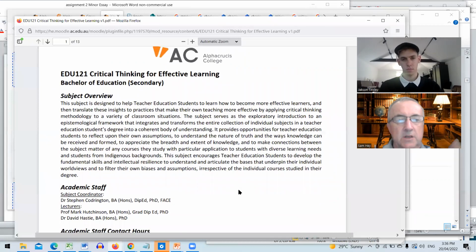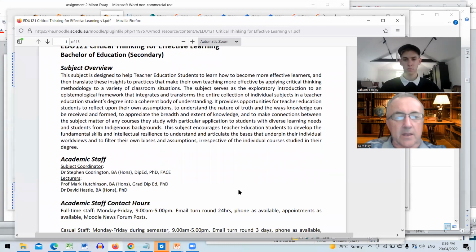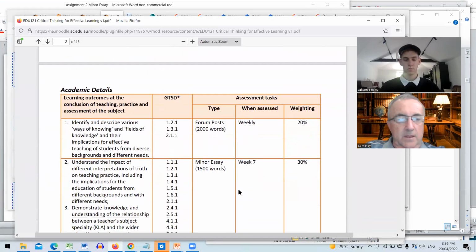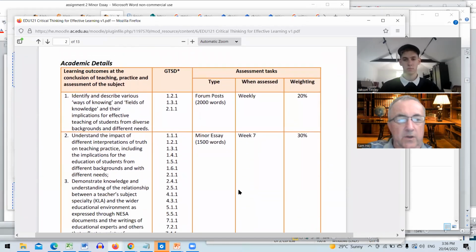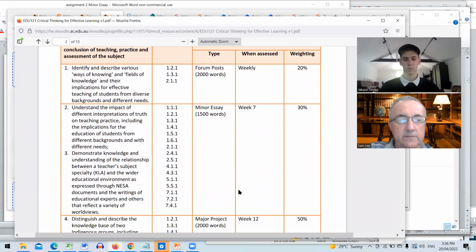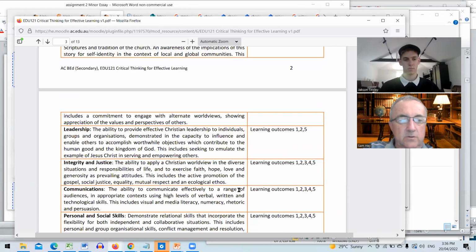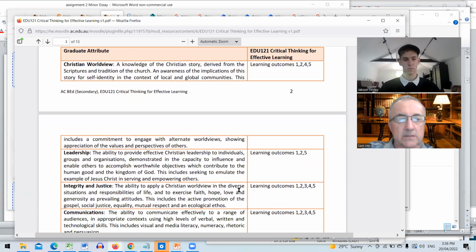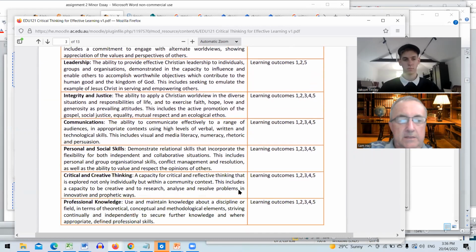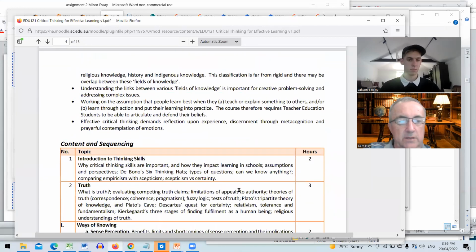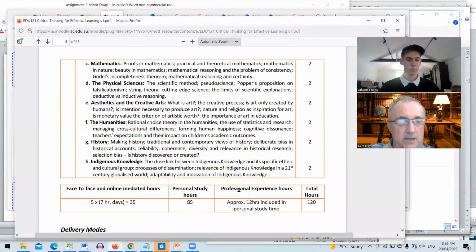It's worth reminding yourself as well, what's the subject about? It's about critical thinking and it's about teaching effective learning. So it's to help you learn, to help your students learn to think critically. And then you can quickly remind yourself of the outcomes we're looking at. We're looking at ways of knowing. So how do we know in a critical, sound way? You can have a look through those. There are graduate attributes you could very briefly glance through. But the most important thing is going to be the essay itself.